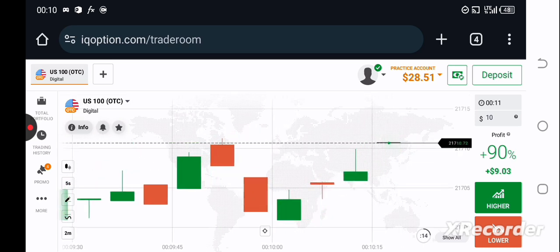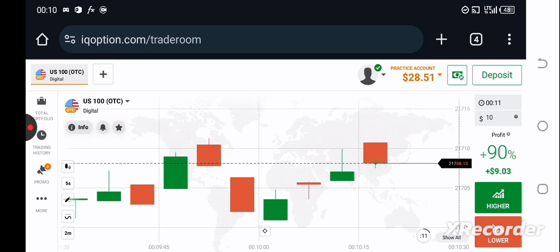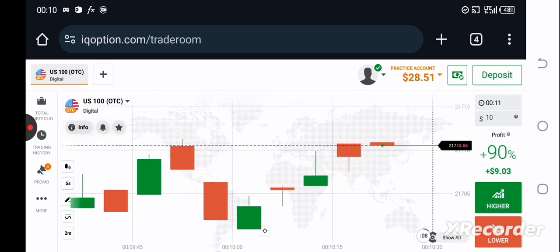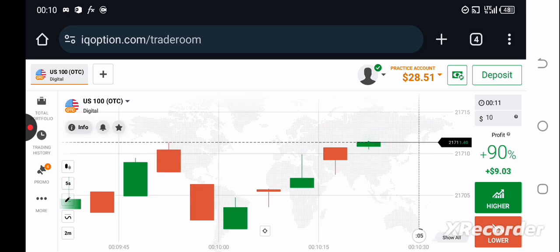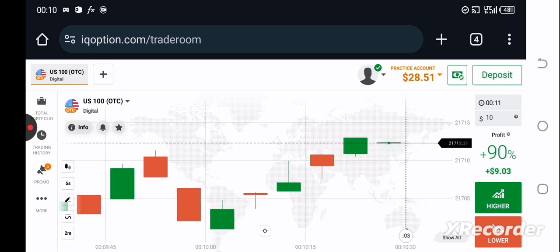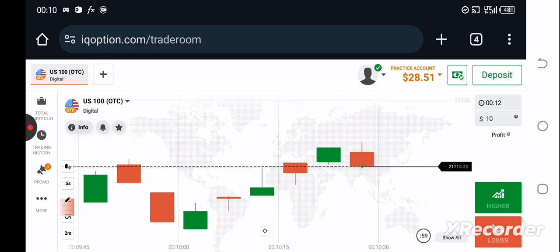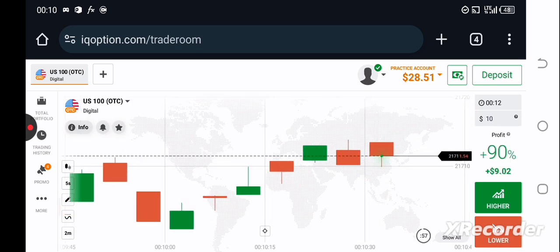Okay, so you can do further research on these candlesticks. Please go to YouTube, go to Google, search using the information I've given you, and then compare so that you can understand very well what I'm saying, please.